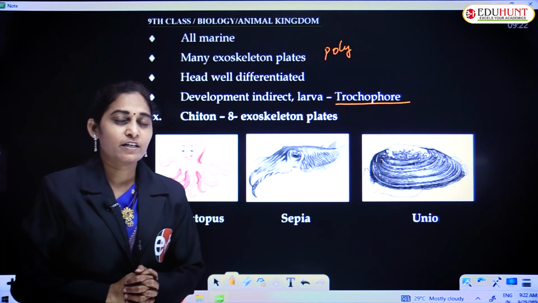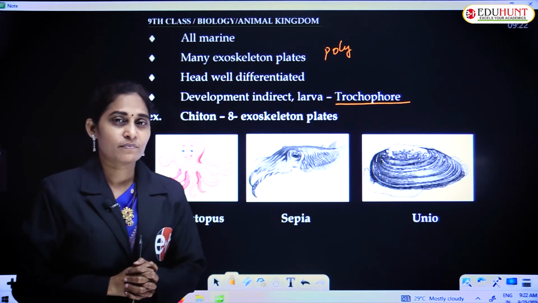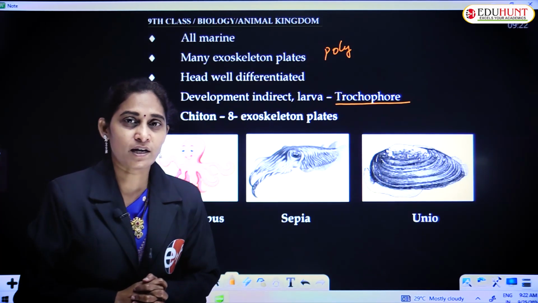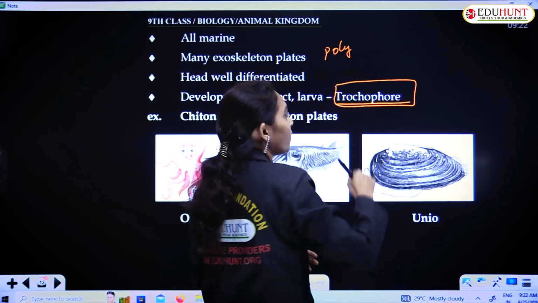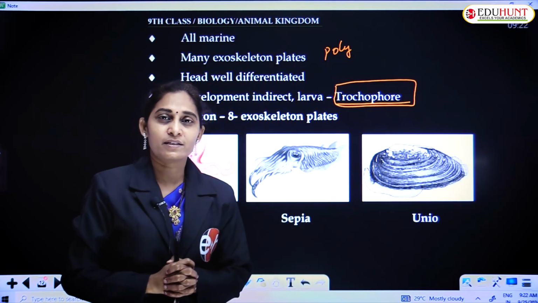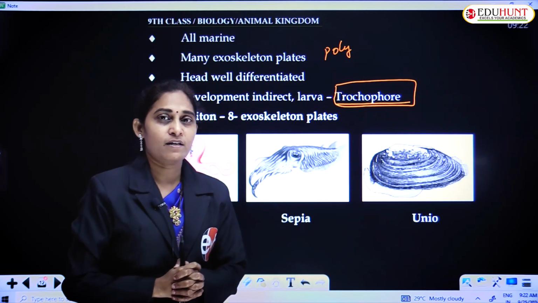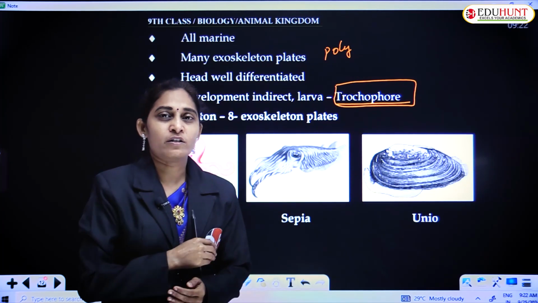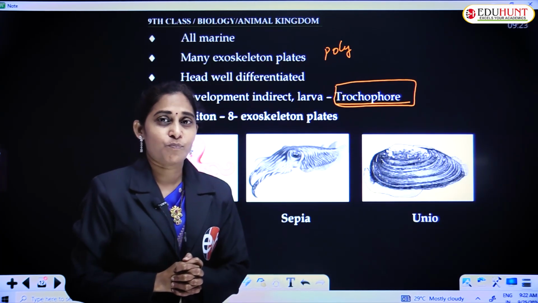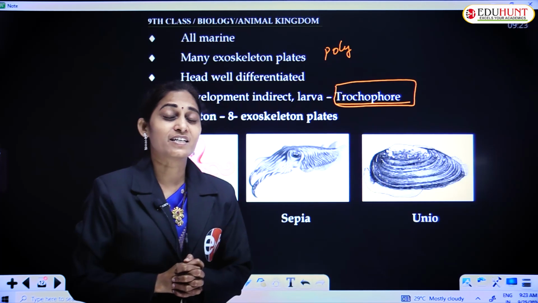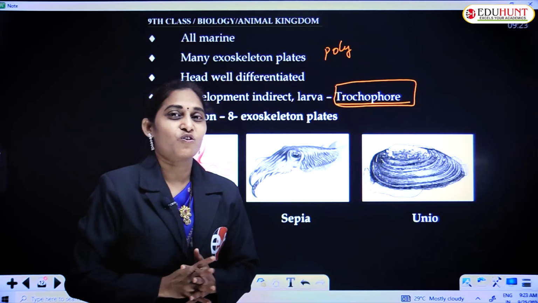Can you remember where we came across this kind of larva, trochophore? Where have we seen it? If you remember, it is good, nice. If you do not remember, once again turn your pages to Annelida, where the first class is polychaete, example Nereis. In that, the larva is trochophore.